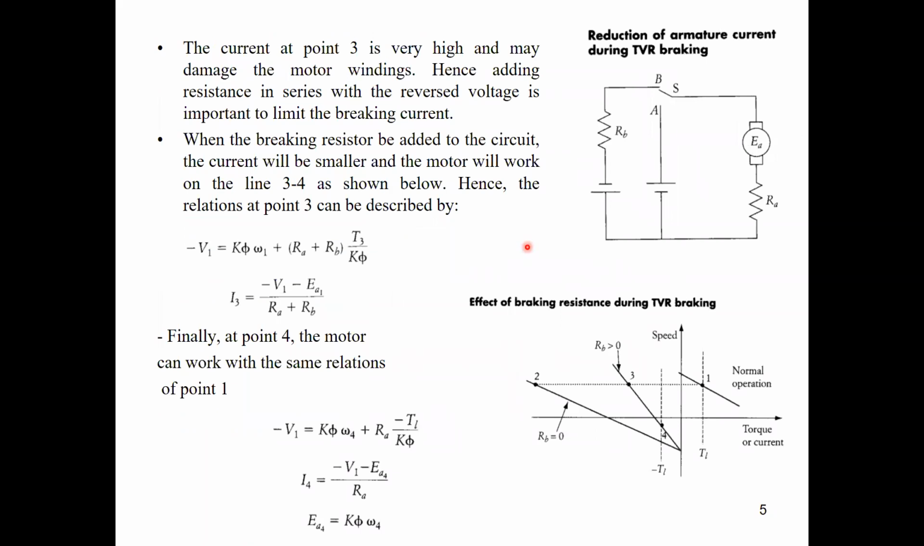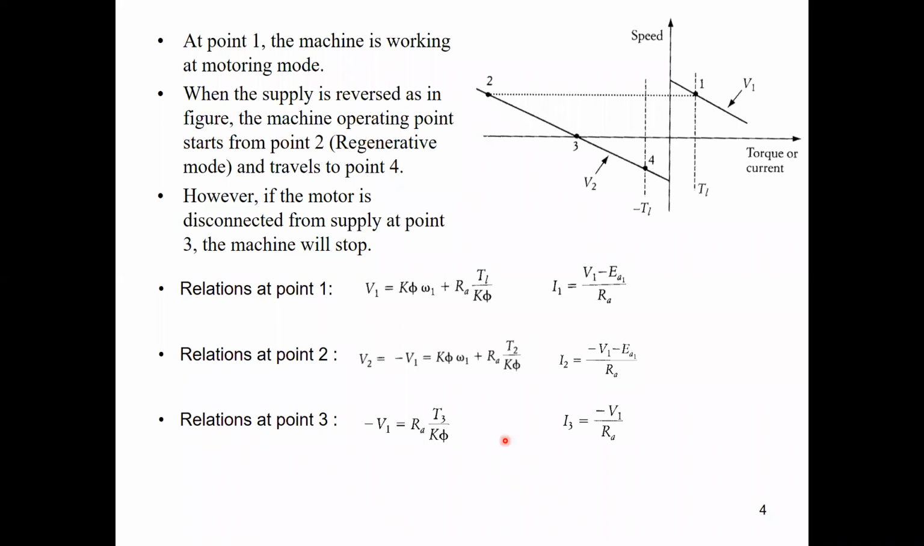If we have a look at the currents at point number 3, as you can see, it's equal to minus V1 divided by RA. Assume we have a motor of 500 volts and the armature resistance is 0.1. So we expect here a current of 5,000 amperes. It's a very huge current. Why do we have such a huge current here? Because the EMF is 0, which means the current will be very high at this portion.